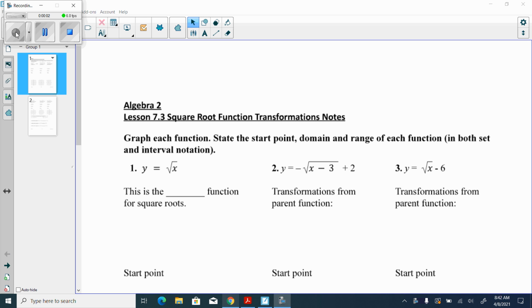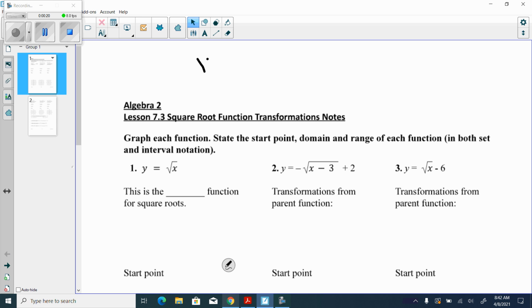Talking about transformations, we did transformations for absolute value functions. We did transformations for quadratic functions. And now we're doing them for our square root functions. But if you remember, the same rules applied the two previous times are going to apply here as well.